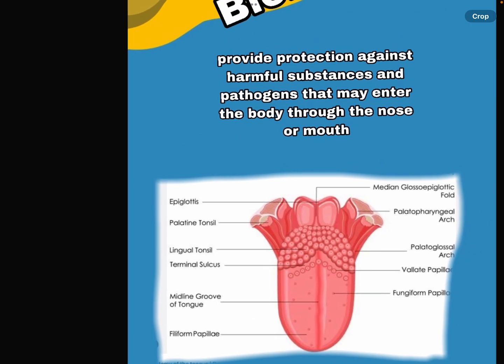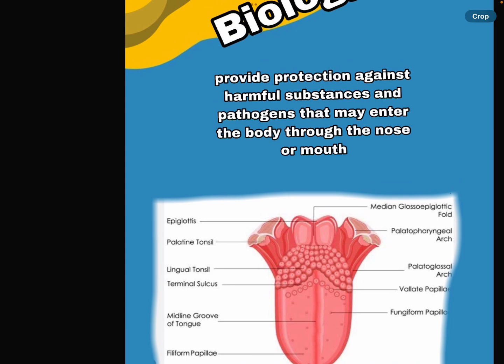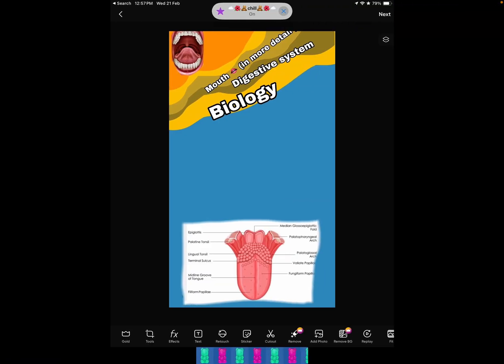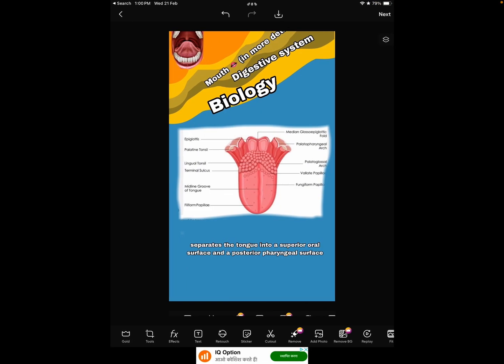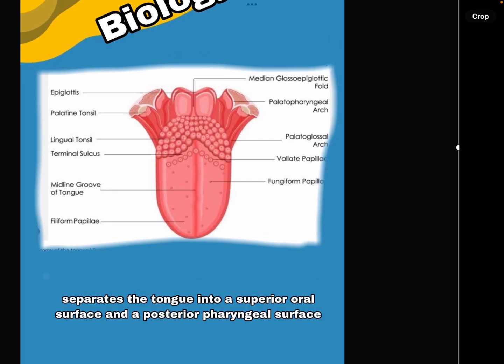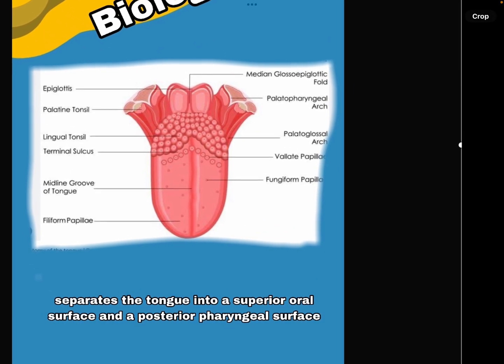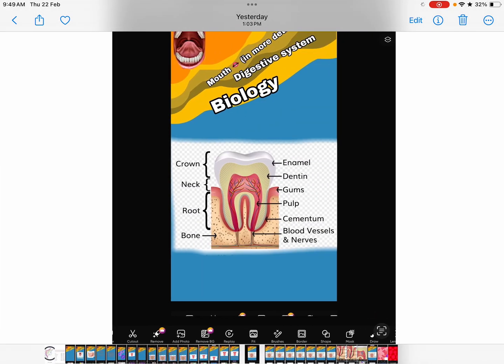Lingual tonsil. The lingual tonsil protects you against harmful substances that enter your body through your nose or mouth. Meaning when you eat food, the food contains lots of germs that can kill you. So the lingual tonsil kills those germs so you will not be killed. And yeah, the vallate papillae are just to divide.